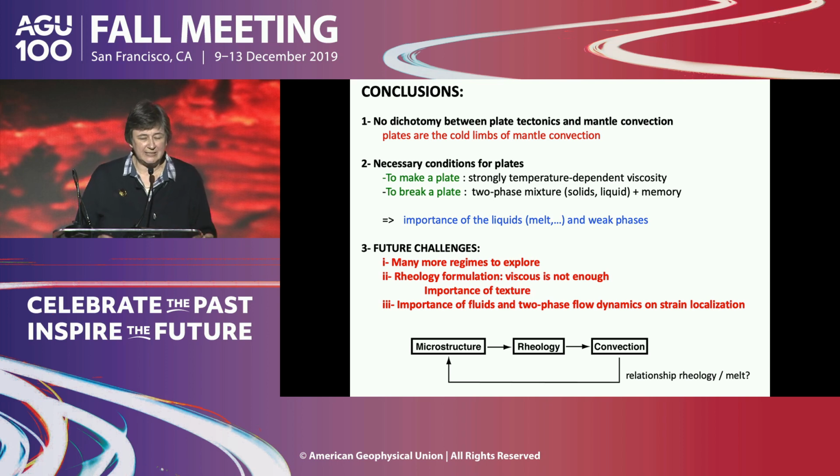In conclusion, I would say that as a future challenge, what I see as the most burning one is really to understand the rheology and especially to consider the effect of texture at the mesoscale on the rheology, which is going to be important to break a plate and to get plate tectonics. And then I think the role of fluids or weak phases and melt is going to be extremely important, but for the moment it's not very well quantified. And then the experiments are also showing that there isn't only a stagnant lid or plate tectonics regime. There is a lot more out there, and we really need to learn more about them.